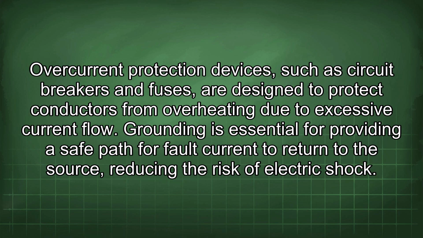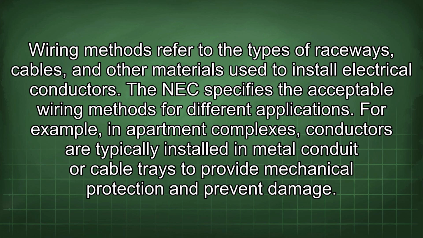Overcurrent protection devices such as circuit breakers and fuses are designed to protect conductors from overheating due to excessive current flow. Grounding is essential for providing a safe path for fault current to return to the source, reducing the risk of electric shock. Wiring methods refer to the types of raceways, cables, and other materials used to install electrical conductors. The NEC specifies the acceptable wiring methods for different applications.